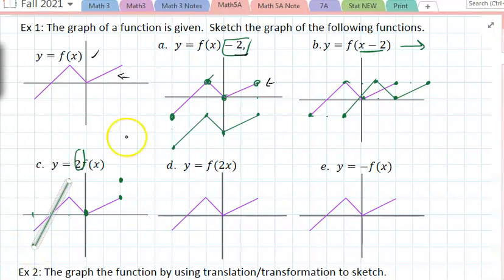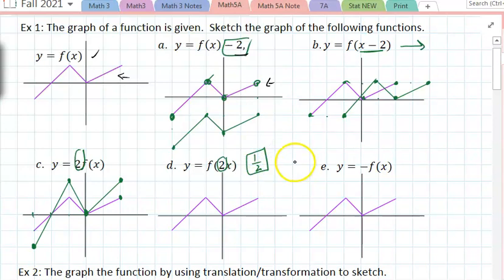Remember, whatever is affecting y, you pretty much do what it says. Whatever is affecting x, you do the opposite. In this case, f of 2x, this is going to multiply the x's by a half. This is going to shrink the x's by a factor of 2.